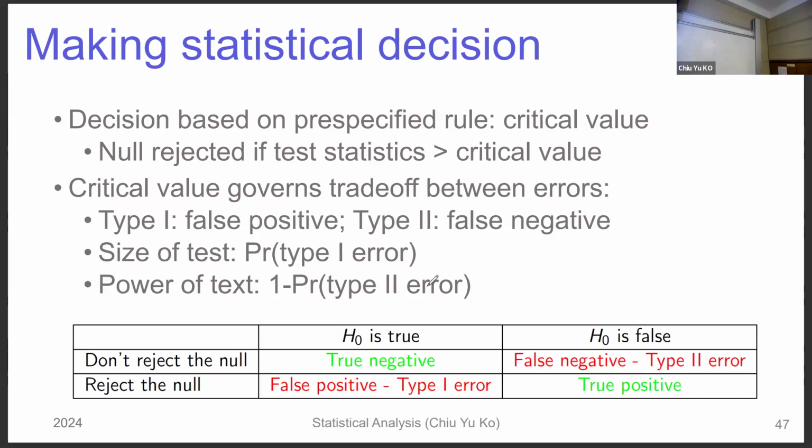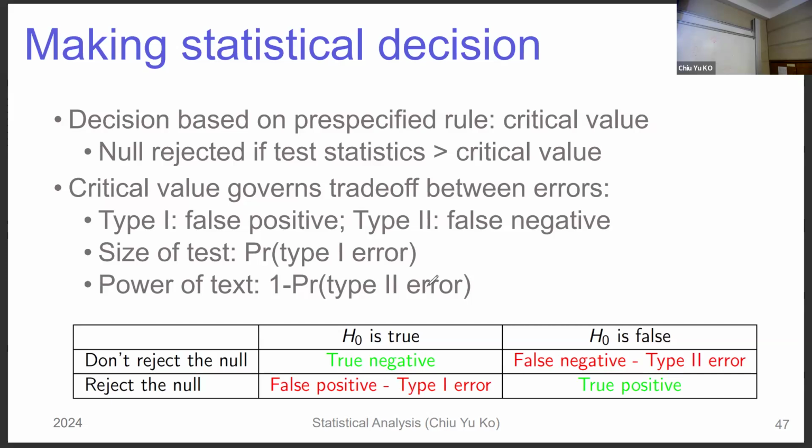Is that clear? Okay. And unfortunately, there's nothing we can do to control type 2 error. You cannot control it. The only thing you can do to reduce it is have a larger sample size. Type 1 error we can control.